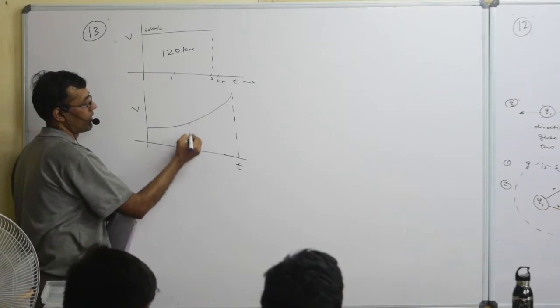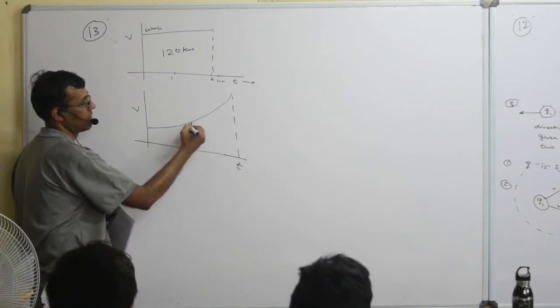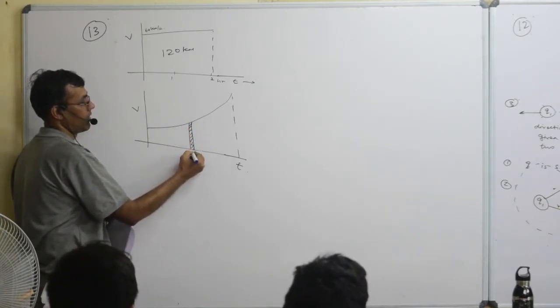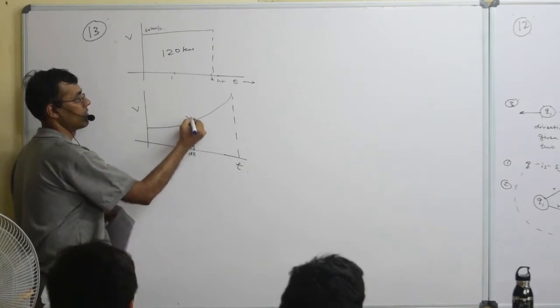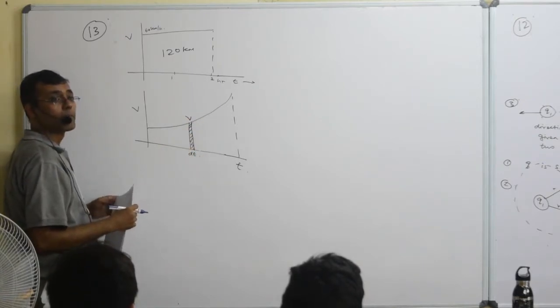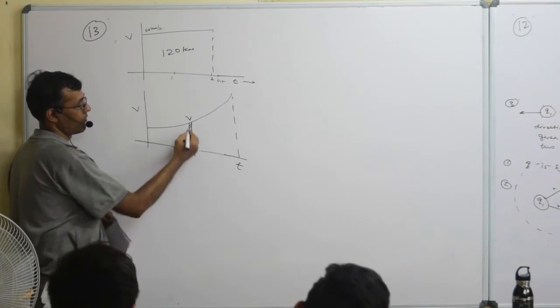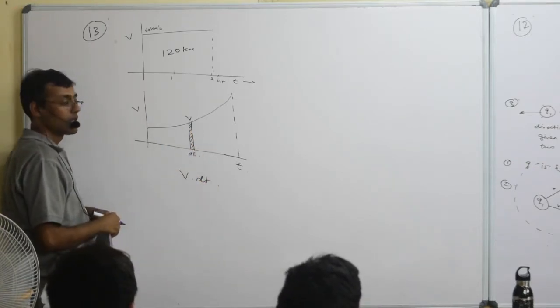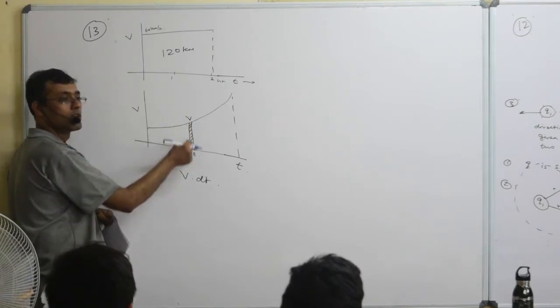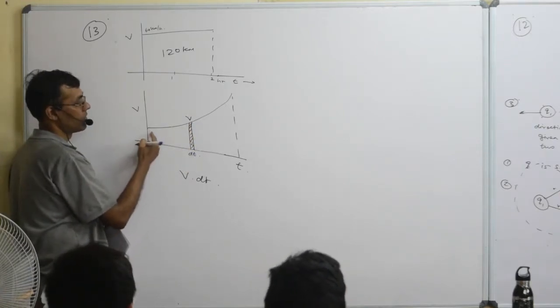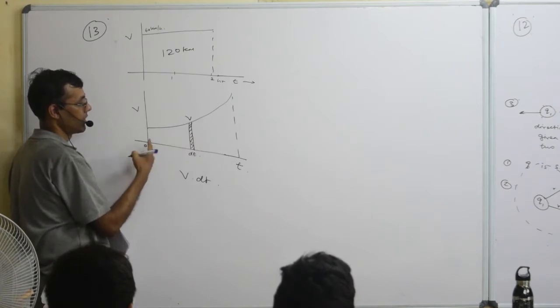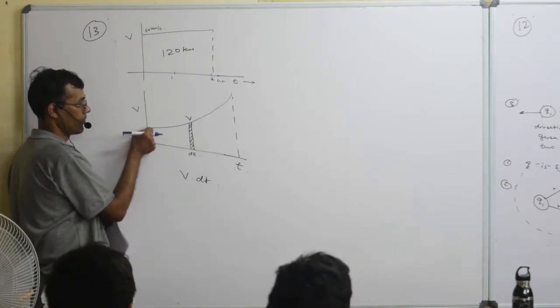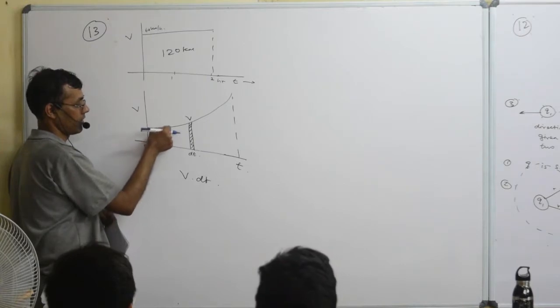So we say that you take a small region here, take it as say dt, and this is v. If I want the area of this, what should I do? V into dt, but that is only for this small strip. So if I want the total area, I should integrate from here to here, meaning I should find small area here, small area here, small area here.